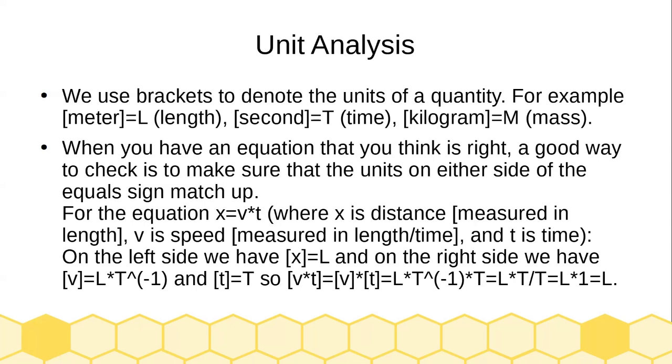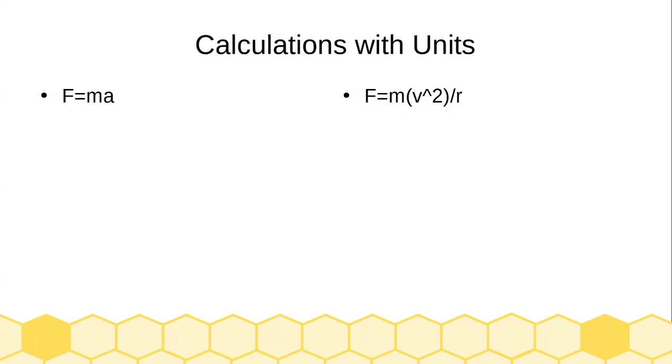On the left side, the units of x equal L, which is length. And on the right side, we have the units of v equal to L per time, and the units of t equal to time, of course. So the units of v times t are the units of v times the units of time, which, after multiplying it out, equal L times 1, which is equal to L. So x equals vt has units of L on both the left and the right side of the equal sign.